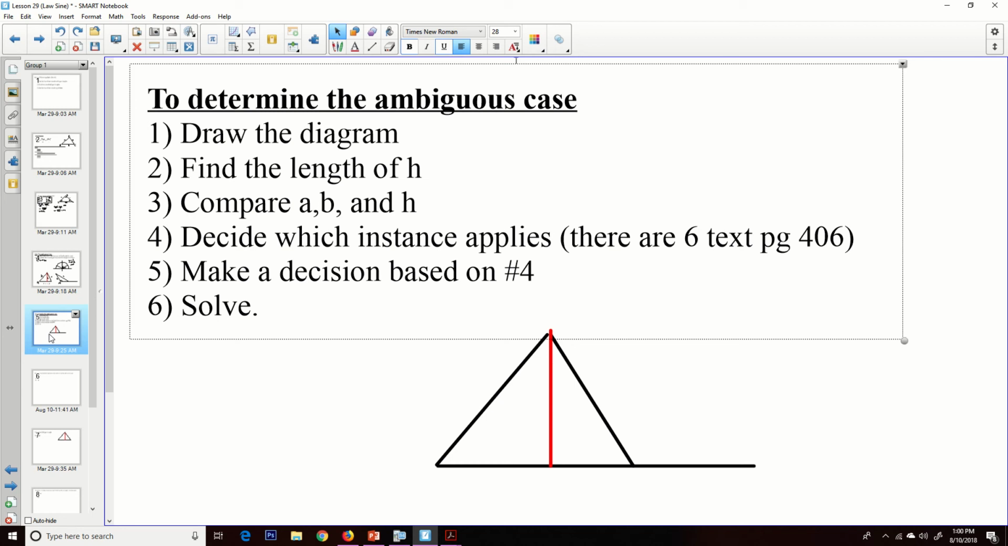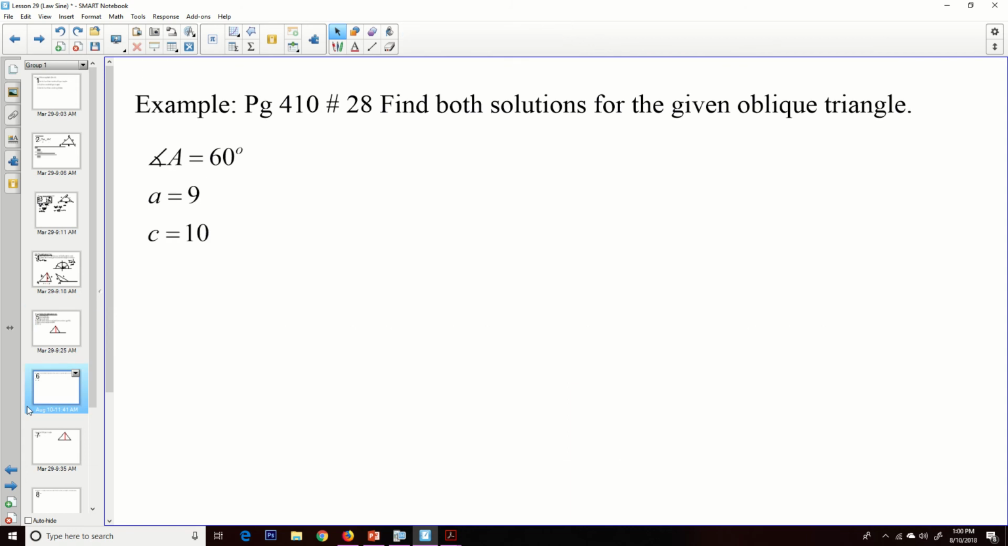And so here in this next one, I have given you specifically an oblique triangle that has two solutions, and we're going to go through solving both solutions. But first, we should go through that process to show that, in fact, there are two solutions. All right, so I'm going to draw this triangle thusly.